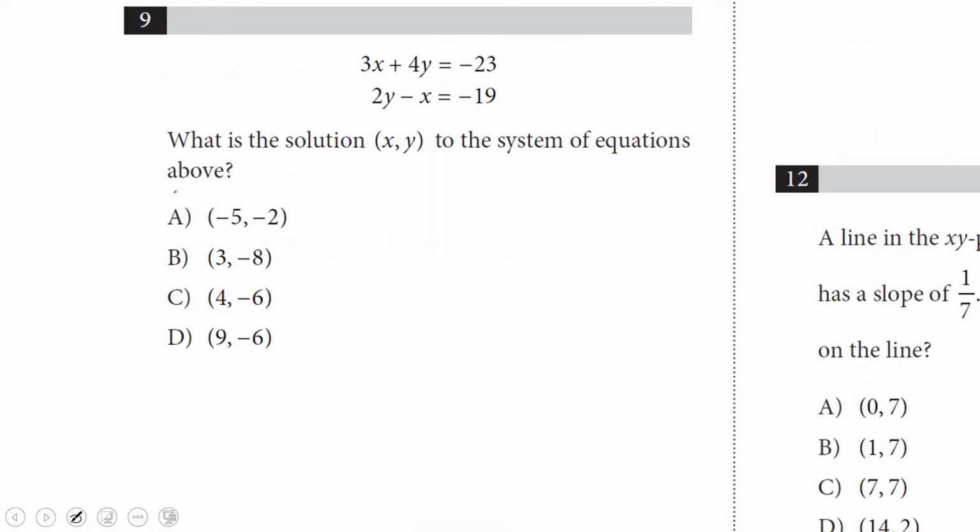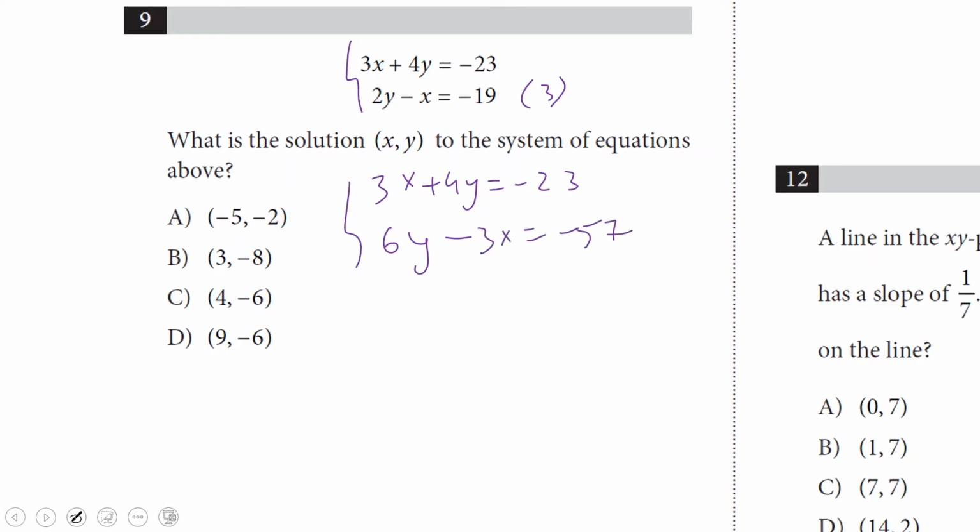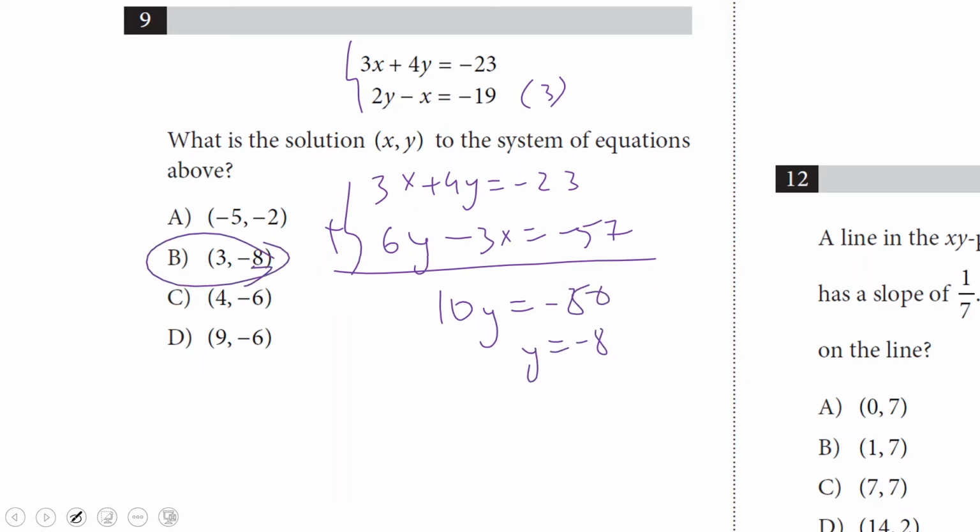Next, what is the solution (x, y) to the system of equations above? All right. So what I will do is let me multiply this by 3. So 3x plus 4y is equal to negative 23. Again, I'm trying to solve it as fast as I can. Not revealing the tricks yet. Alright, plus that's 10y equals negative 80. So y is equal to negative 8, B.